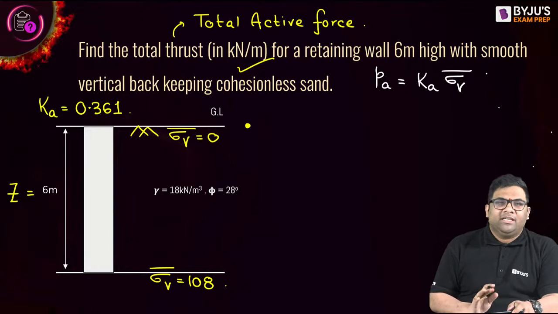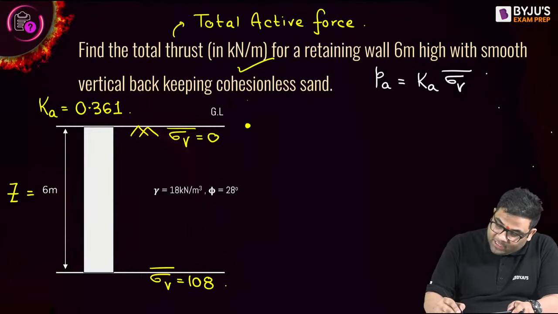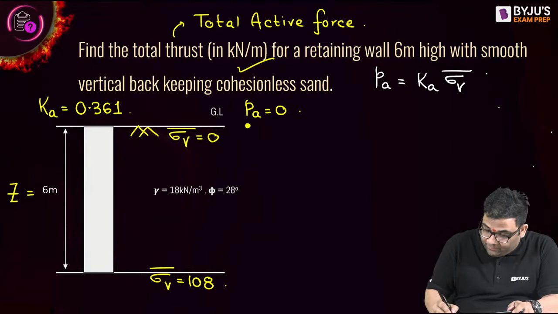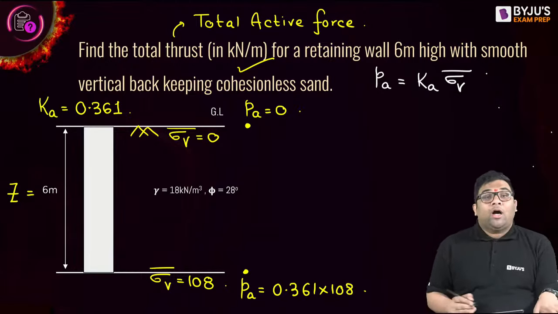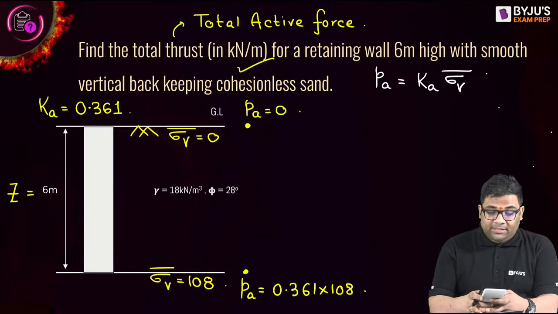So I can say the earth pressure is zero there. Here, the active earth pressure is zero. Now at the bottom, the active earth pressure will be how much? Ka into vertical stress, which is 108. So how much am I getting? I'm getting a value of 0.361 into 108.